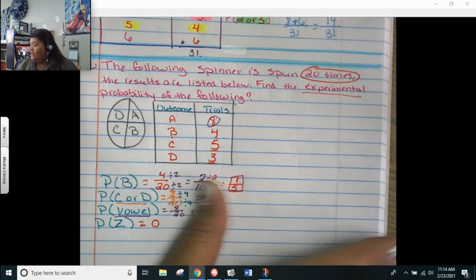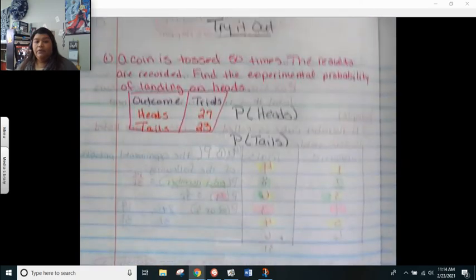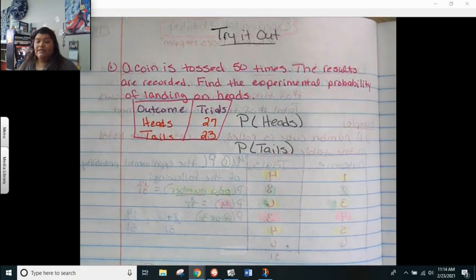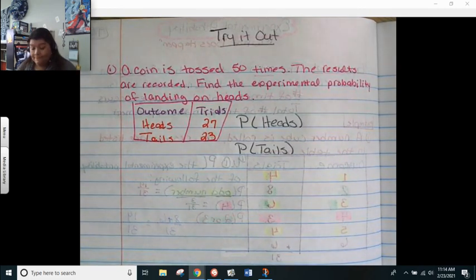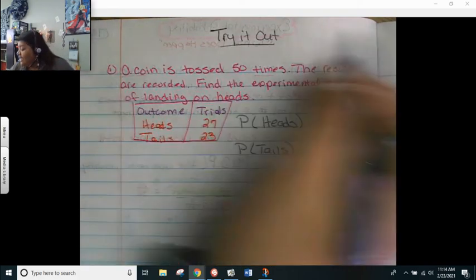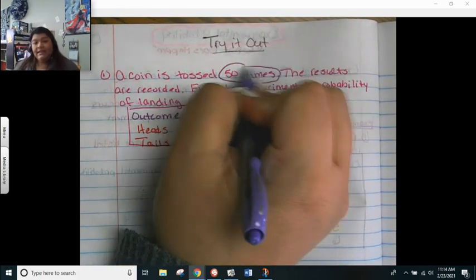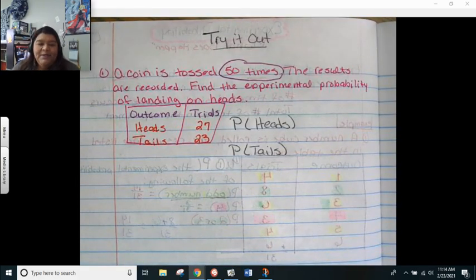So I want you to try this out. There's your try it out, and let's see what you get. Press play when you're ready. So a coin is tossed 50 times. I like when they tell me how many times they did it. I don't have to add. The results are recorded. Find the experimental probability of landing on heads.